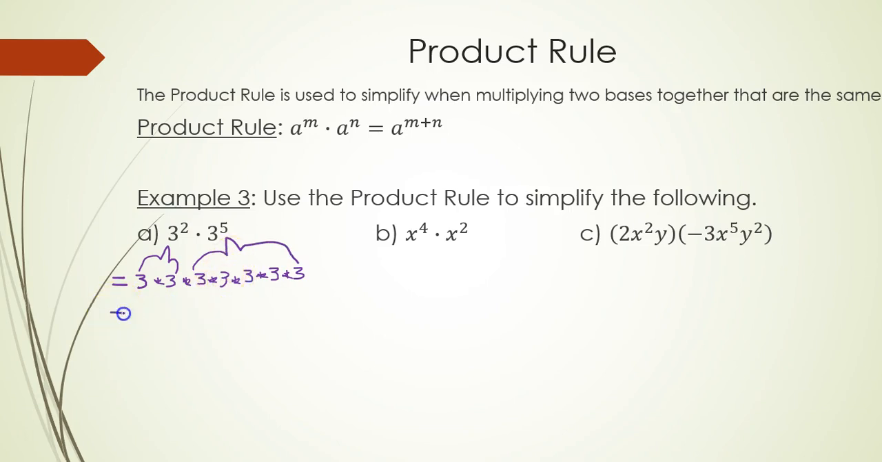In total, this is 3 to what power? Well, there's 7 threes multiplied together, so it's 3 to the seventh. There's an easier way to do this.